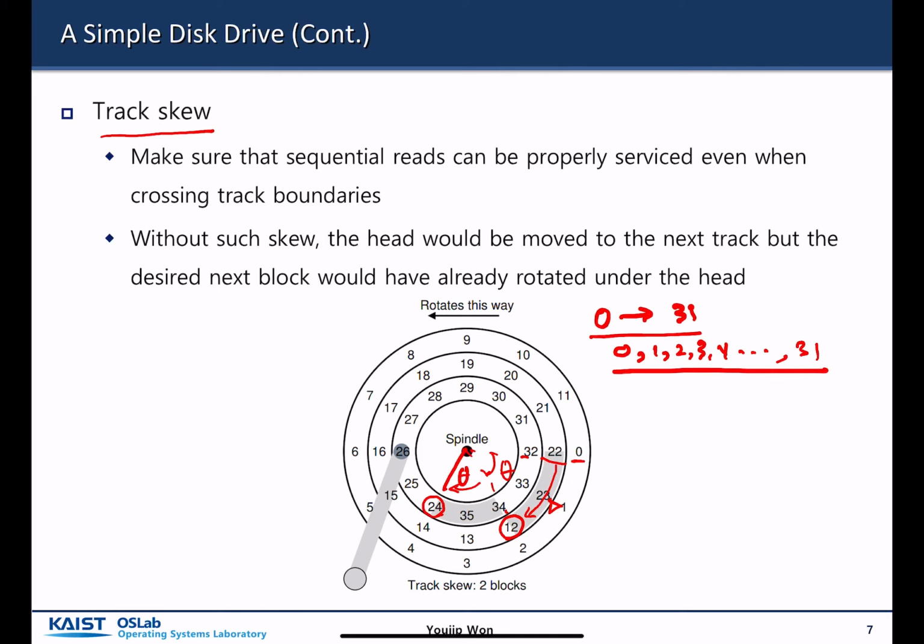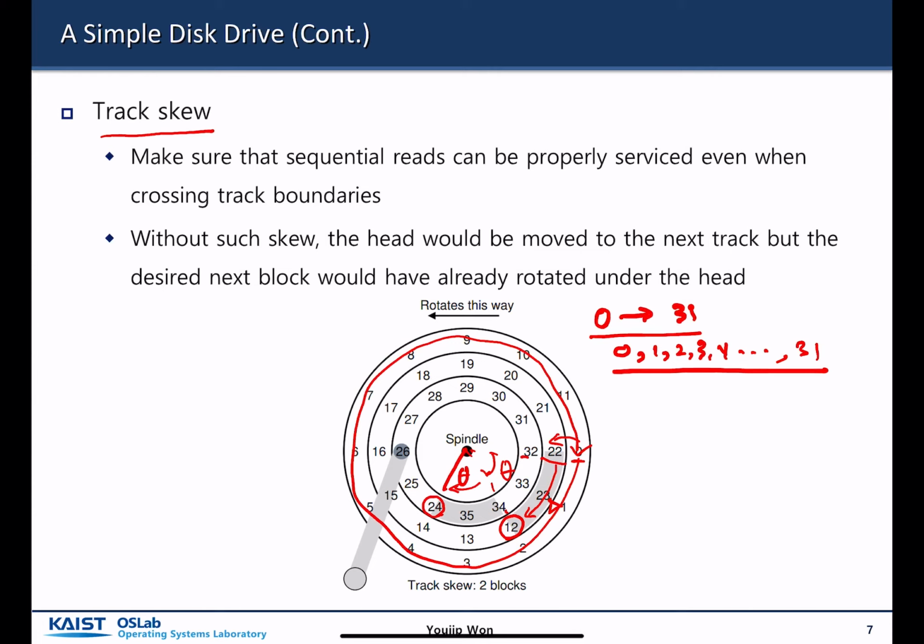And then what we do is first read the entire track like this. And then you have to switch the track from here to here. But when we switch the track, the platter rotates, because the platter rotates at a constant revolution. So during that period, for example, let's say the time to switch a track is 0.1 milliseconds. During that time period, the platter has been rotating.